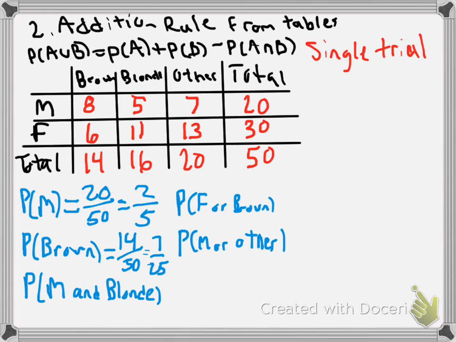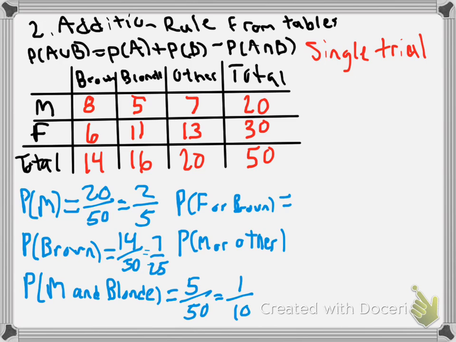Next, the probability of male and blonde. So the key word and, meaning I need them to be male and blonde at the same time. Is that possible? Well, yes, we have 5 males that are blonde, 5 out of 50. So that reduces to 1 out of 10. Now finally, we're going to use the addition rule because we have these words or in the middle. The first example here with or is the probability of female or brown. So we can really have either this characteristic or that.